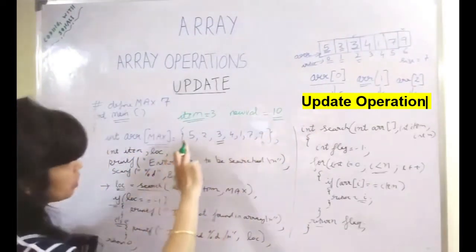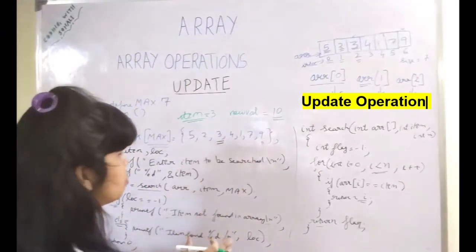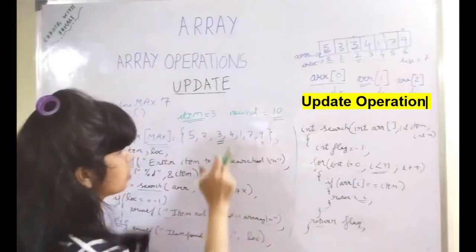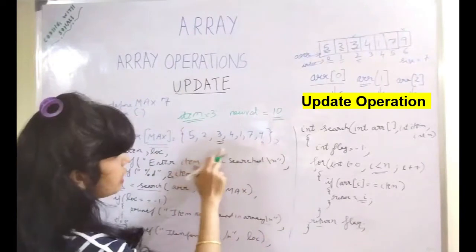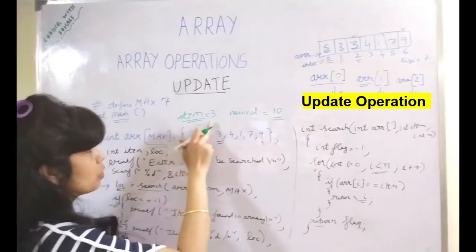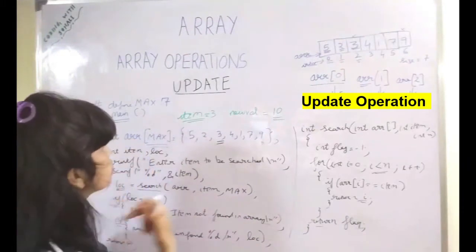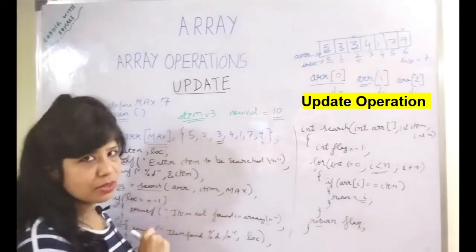In the same example which I have taken for the search, but what modification is required, that we will do. So first of all, what functionality, what logic will be there? First of all, we will traverse this complete array from the beginning. Why do we need to traverse? Because we have to first of all search the item which the user wants to update. So here the user wants to update the item, that is 3. Therefore the traversing is required, right?